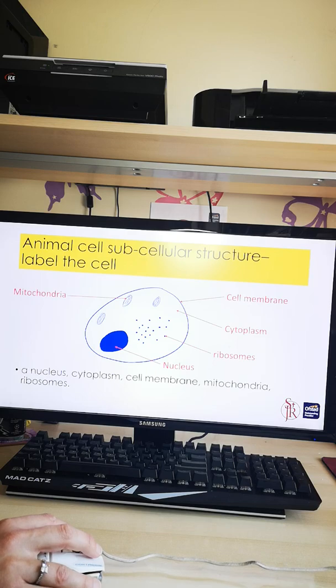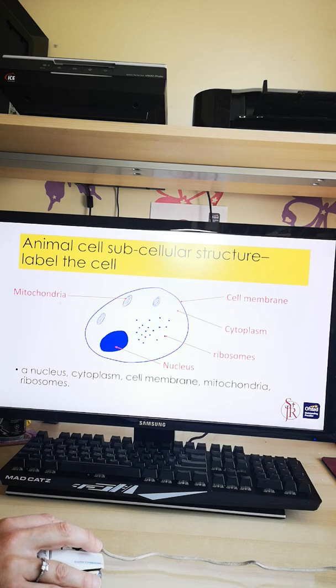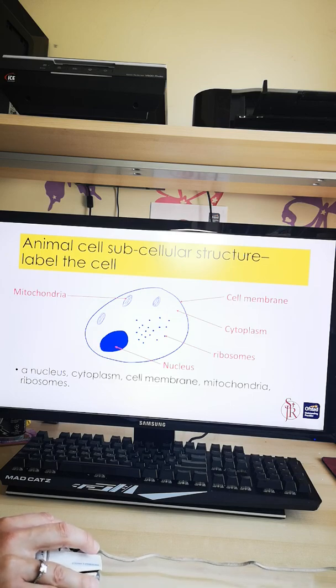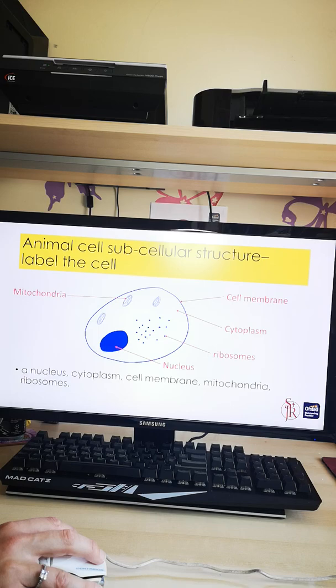What about the ribosomes? They have a very important function. I know you met them in your protein synthesis topic. So they are the site in the cell where proteins are synthesized. The nucleus next. The nucleus controls the activities of the rest of the cell, specifically because it contains the genetic information, which codes for all the proteins the cell can make.